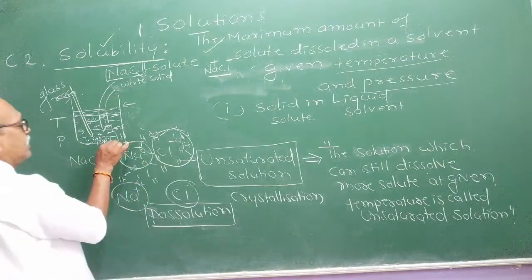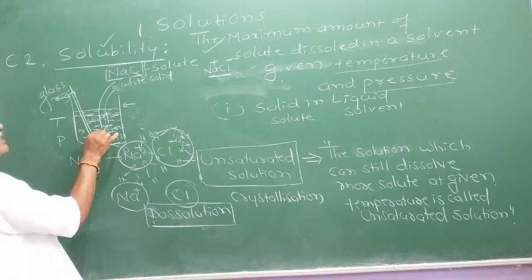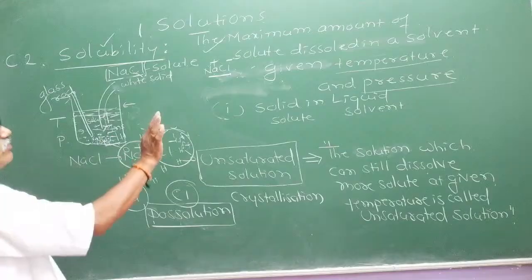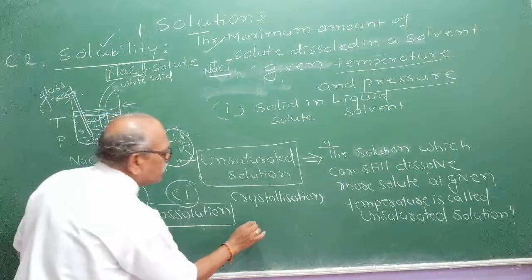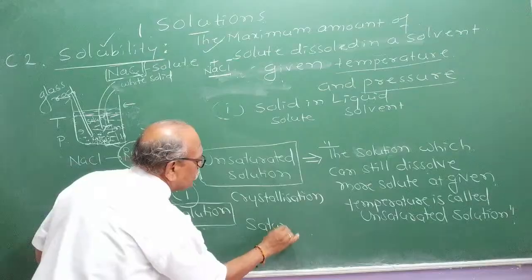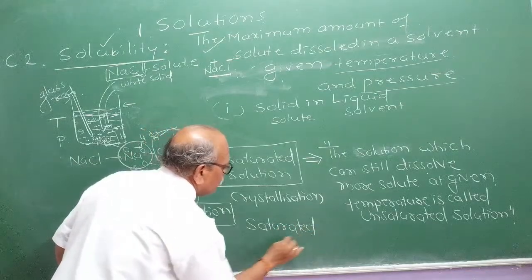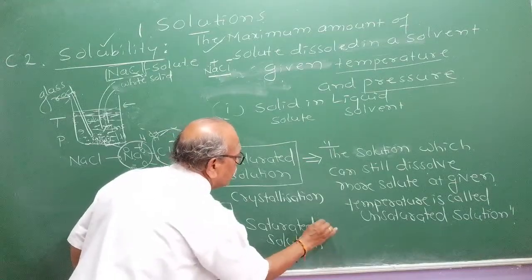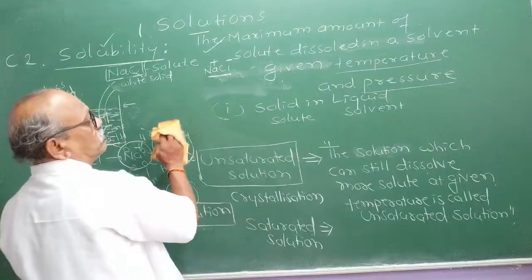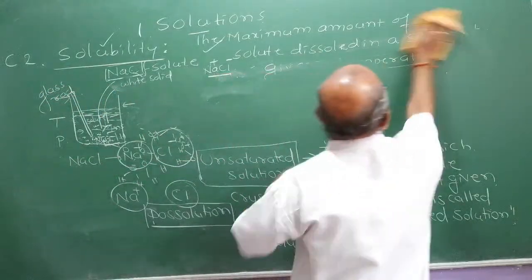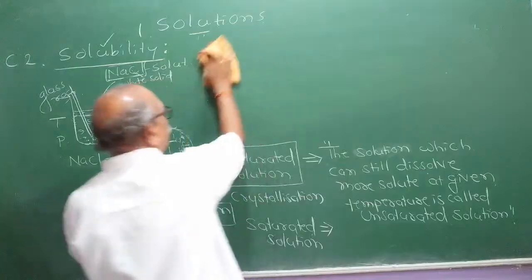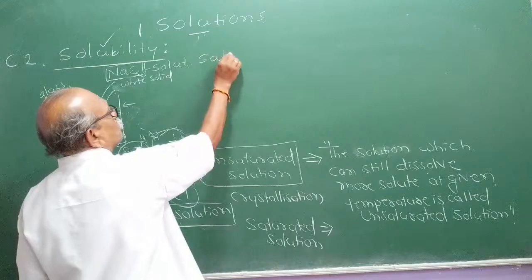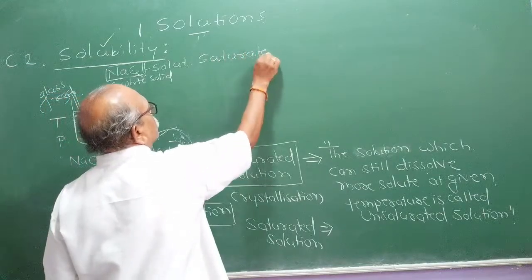And now we say that a stage is reached where even if you add more sodium chloride in it, it cannot dissolve any more solute in it. Then we say that the solution is said to be what? A saturated solution. What do you mean by saturated solution? Saturated solution means a solution which cannot dissolve any more solute in it.